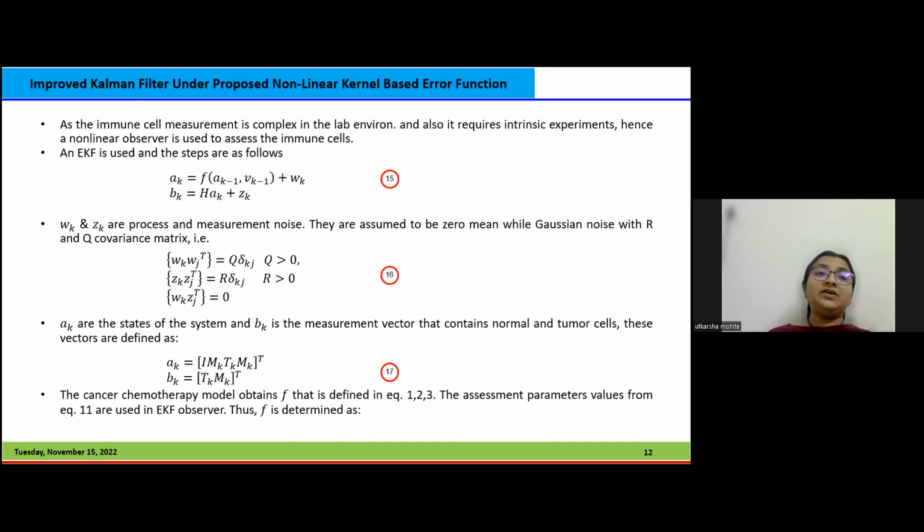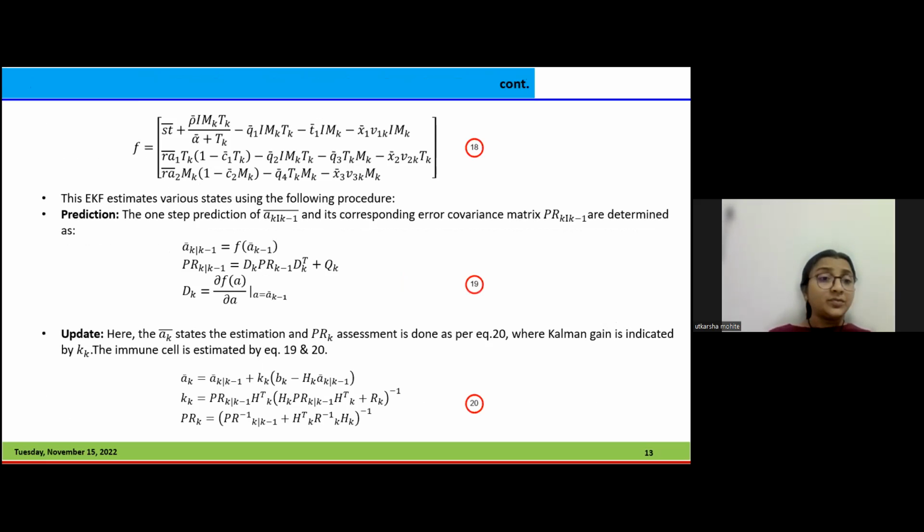Here, the improved Kalman filter under the proposed nonlinear kernel-based error functions has been considered, where the noise factors play a very vital role, that is the Gaussian noise and the covariance matrix. Again, the steps we have considered were the prediction and the updation state. The prediction is related to designing the controller, what the predictions will be when we are giving drug to the particular patient, and what the updation state is. That thing we have considered. We have mainly focused on two concepts, the prediction concept and the updation concept.